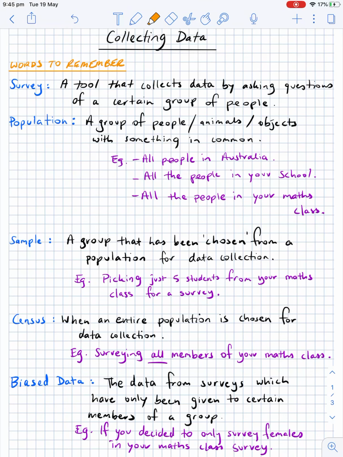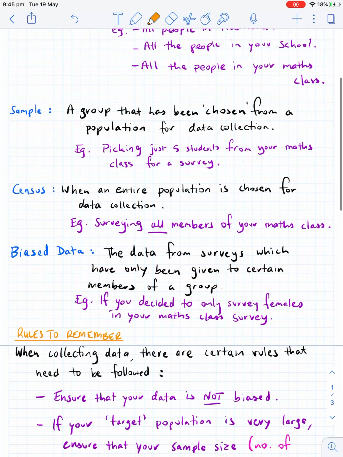It's like you're picking a few people from a certain group. So say if you picked just 5 students from your maths class for a survey, those 5 students would be just a sample from that class. It's not everyone, it's just a group of people from that class.